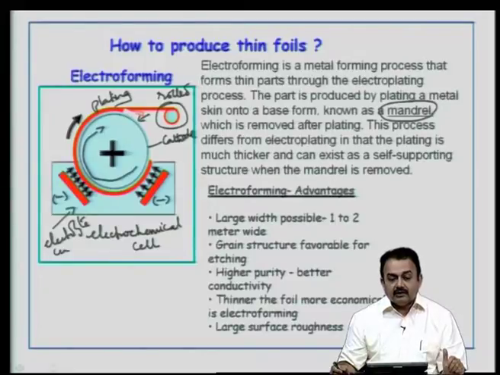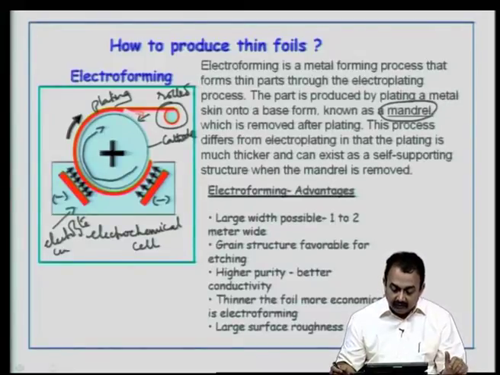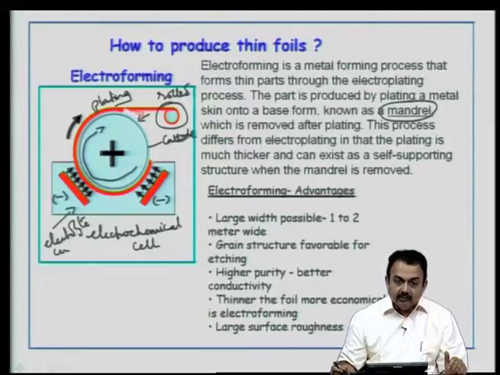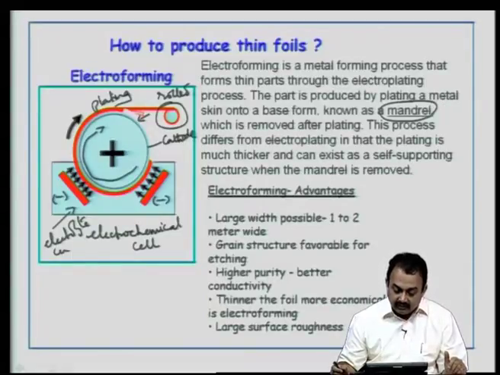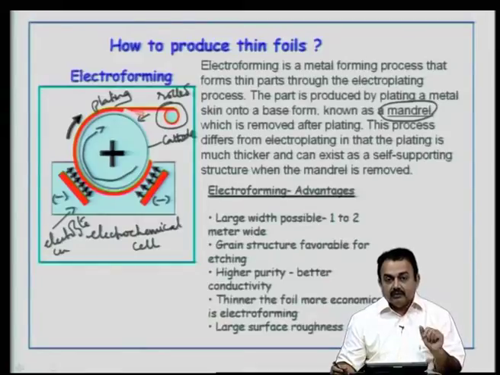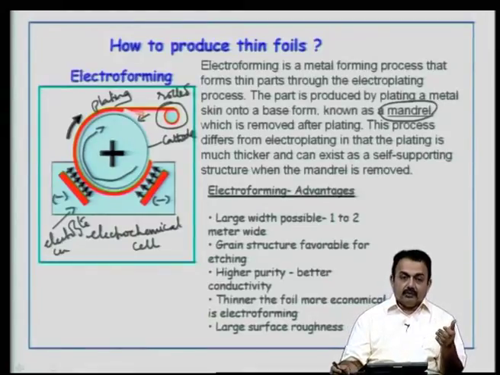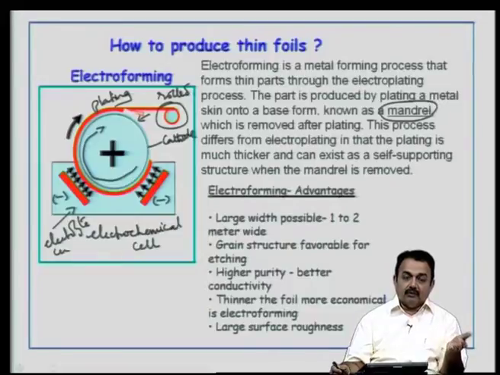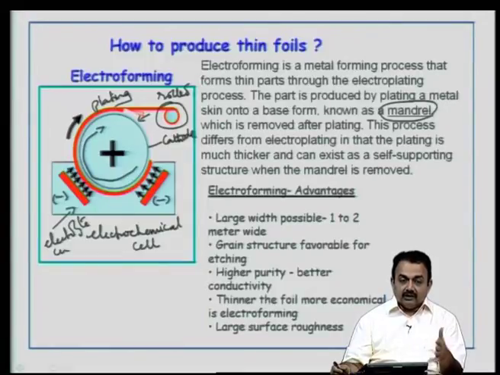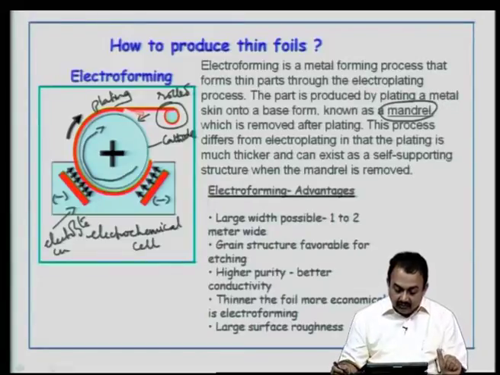Now, how does this process differ from your normal electroplating? In this case the plating is much thicker, the current conditions are different, it can exist as a self supporting structure when the mandrel is removed. So, one of the processes for producing thin foils for PCB is electroforming, and that is why we are discussing this. So, you can fine tune electroforming to the kind of thicknesses that you want for PCB applications.